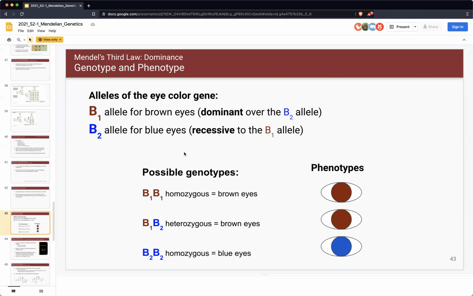So if we combine these alleles, then we can have three possible genotypes, right? The first one is B1B1, which is homozygous, and that will have the brown eye phenotype. B1B2 is the heterozygous genotype, and that one also has brown eyes. And the third case is the B2B2 homozygous genotype, which will have blue eyes, right? And these colors represent the phenotypes we can have from these alleles.